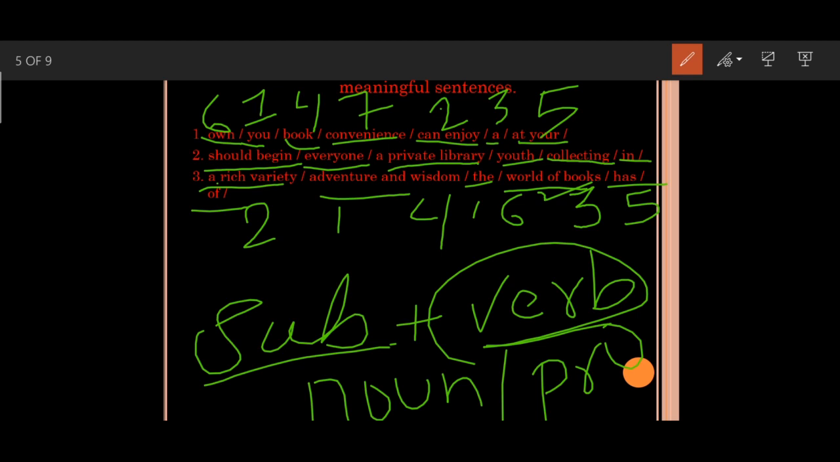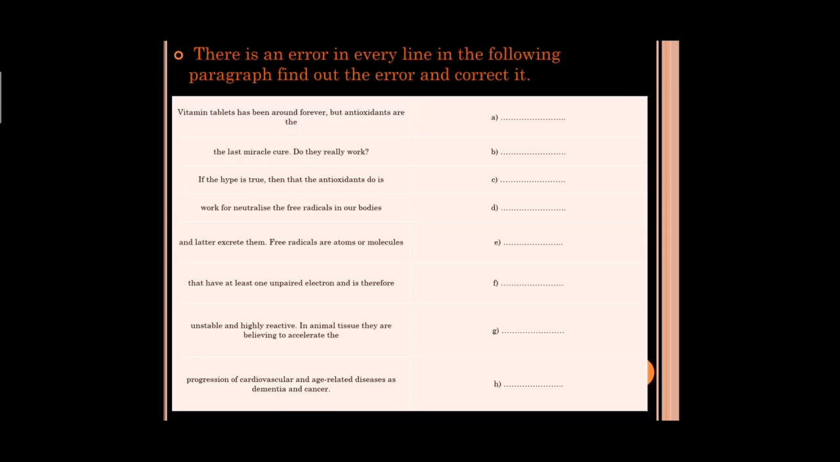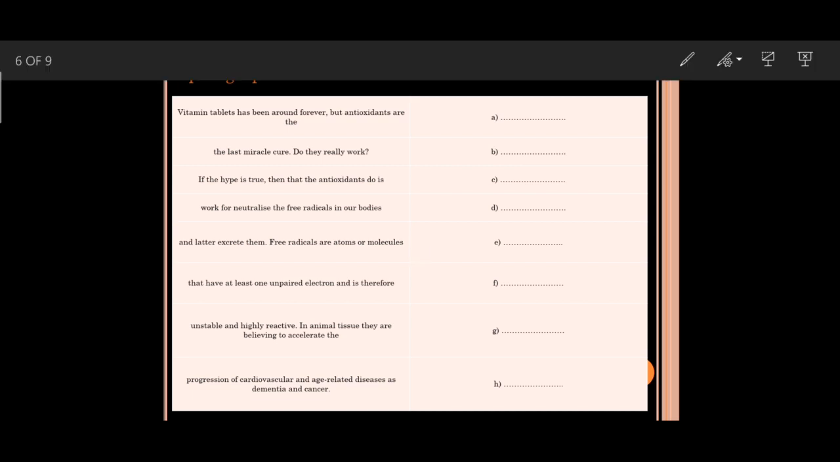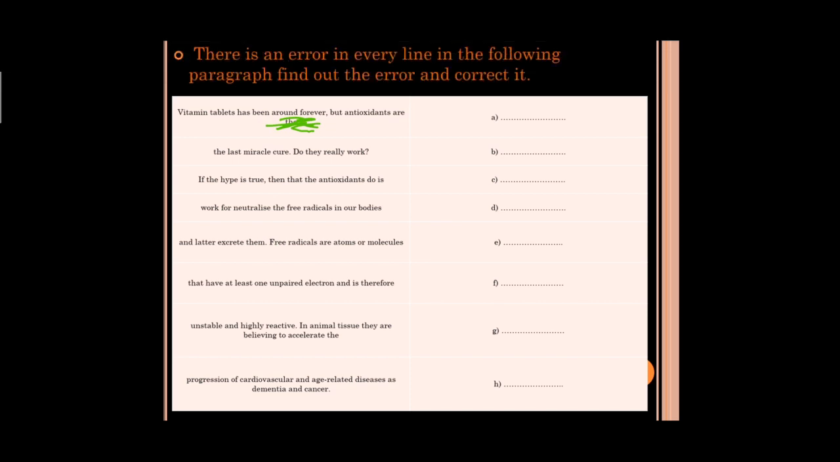So for your assignments, what we have here, we have a few questions. So this will be your assignment. There's an error in every line in the following. Find out the error and correct it. So it's very simple. Alright, okay, so there's a little mistake over here. Let me correct it first. Alright, so this should not be here. Okay, just as an example, how will you solve this?